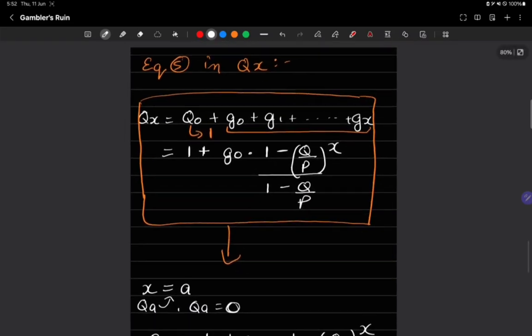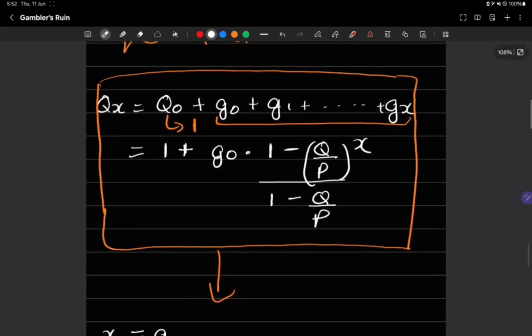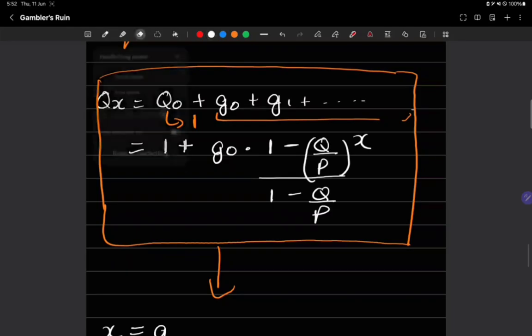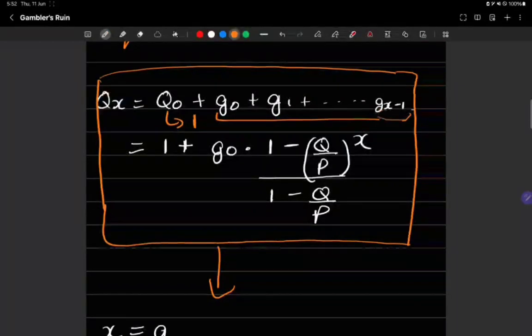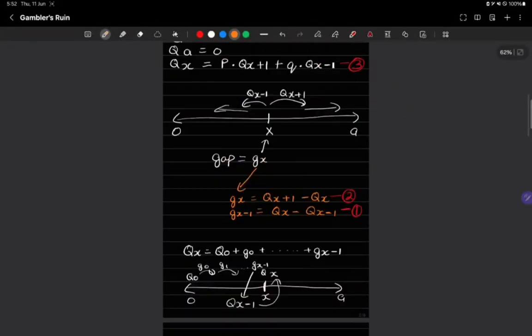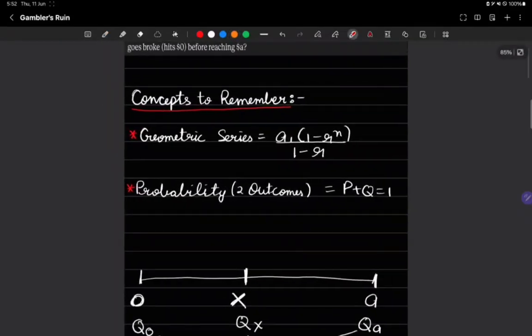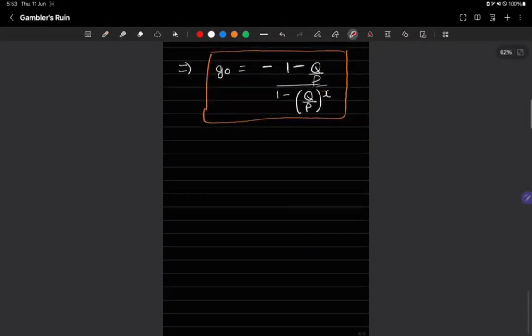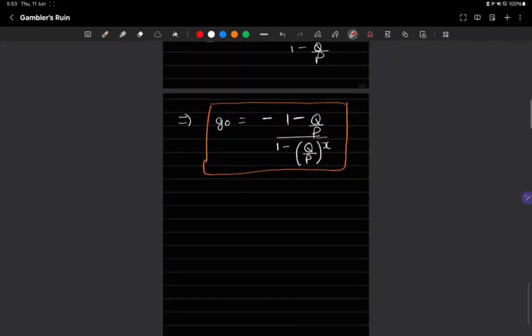There was a small mistake here. Here it will be Gx minus 1, not Gx, because that was the premise of geometric series, that the equation or the series goes till a r raised to the power n minus 1. That's how it becomes 1 minus r raised to the power n. So let's move on with our equation G0.